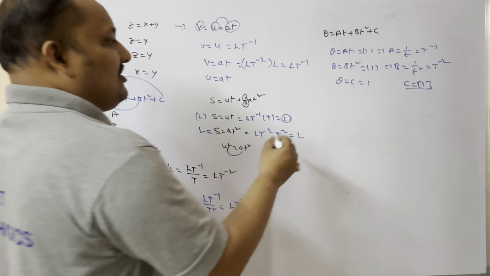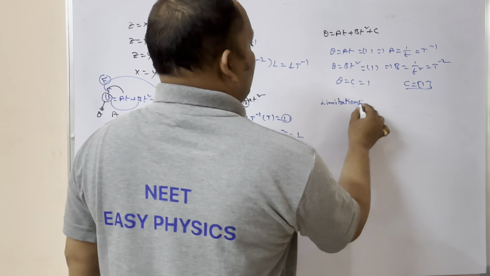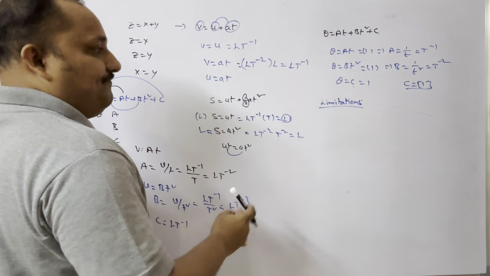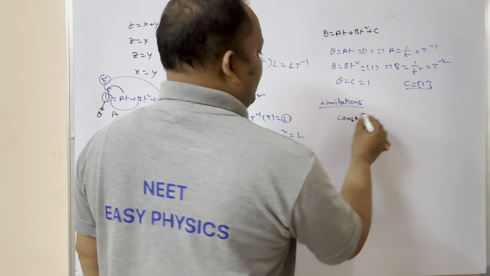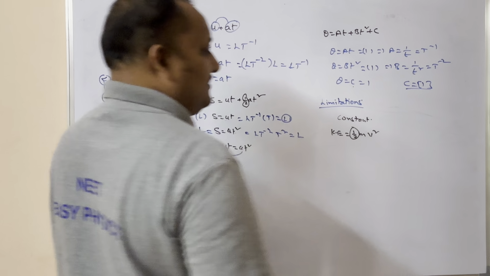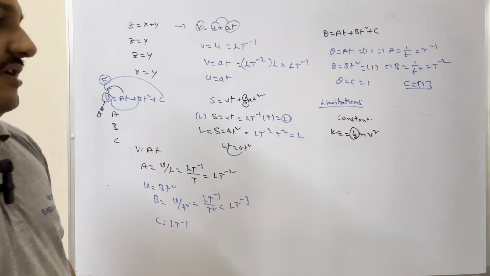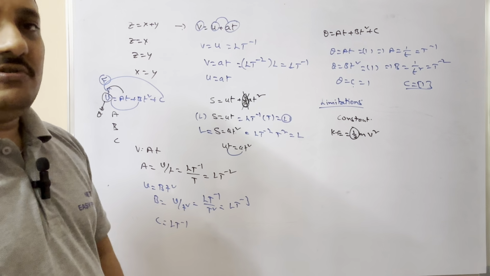Next, limitations of dimensional analysis. We said uses. Now, where we cannot use these dimension formulas. We cannot say anything about constants. Now, kinetic energy is equal to half mv square. We cannot give any information about half. In this equation, half at square, we cannot give any information about half.